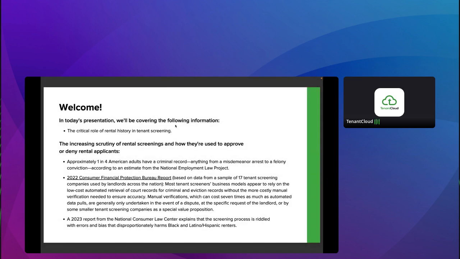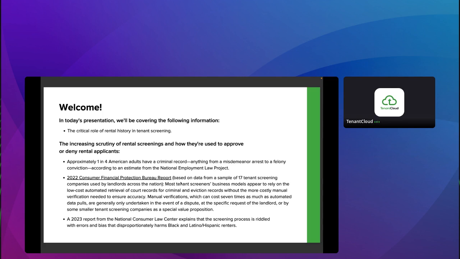In today's presentation, we're going to be covering multiple things. The one thing we're going to be covering in depth is the critical role of rental history in tenant screening. But beyond that, we're going to cover a lot of other stuff. I'll show you here in the second slide shortly. The increasing scrutiny of rental screenings and how they're used to approve or deny rental applications.